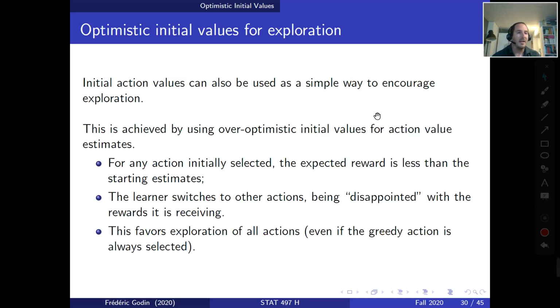Even if you're greedy and you always select the action with the highest estimate, because you were overly optimistic about these estimates, every time you select an action, its estimate will tend to be pushed down and you will switch to other actions until you've explored most of all actions. So we can see that having to select initial estimates for actions is not necessarily a negative outcome, even if it entails having biased estimates, because you can use that to force exploration.